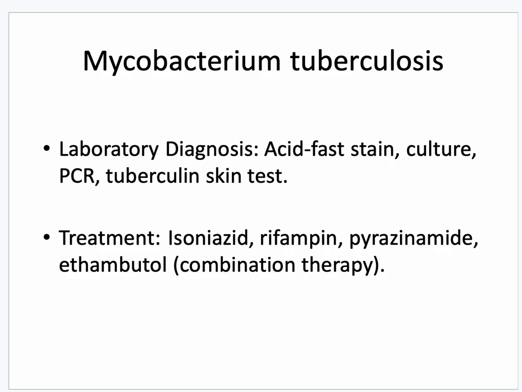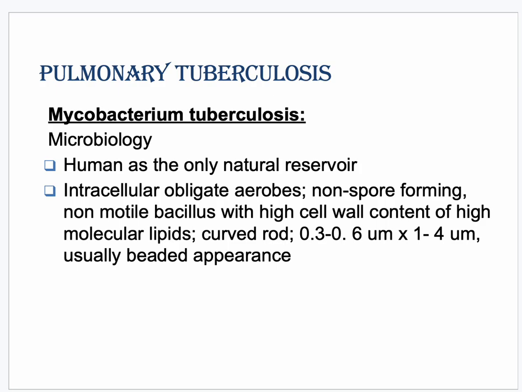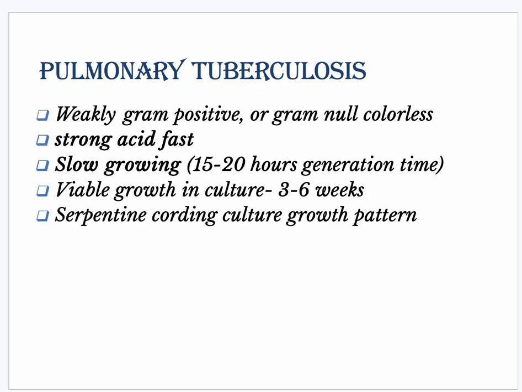So now ang nasa guidance talaga is for TB patient, we do GeneXpert. Okay, then we treat these using your isoniazid, rifampin, pyrazinamide, and ethambutol. Okay, so human is the only natural reservoir. These are intracellular obligate aerobes. They are non-spore forming, non-motile bacillus with high cell wall content of high molecular weight lipids. Curved rod, 0.3 to 0.6 um by 1 to 4 um. They are usually beaded in appearance.